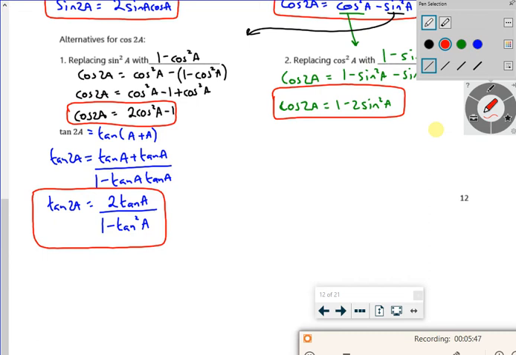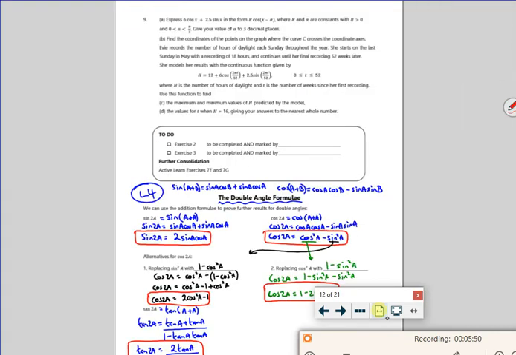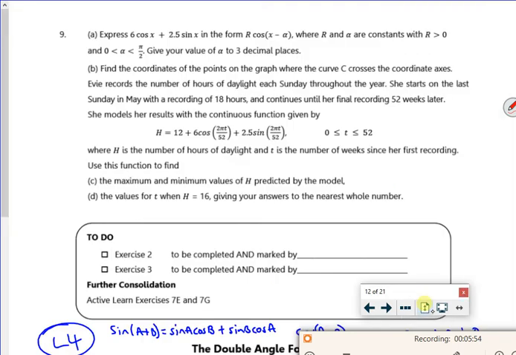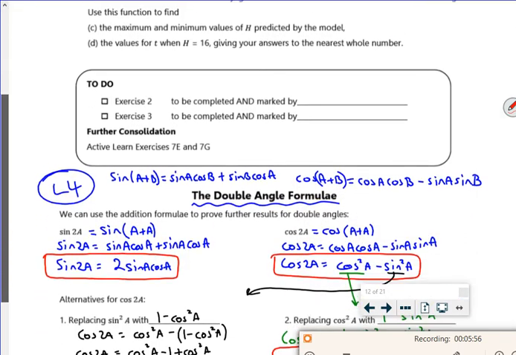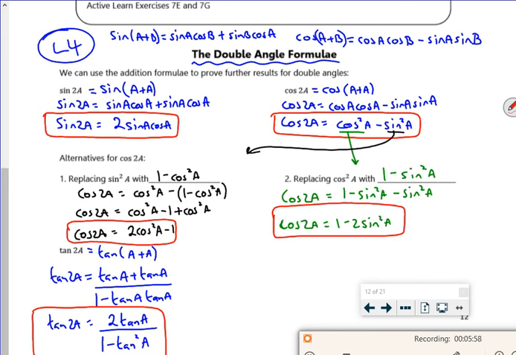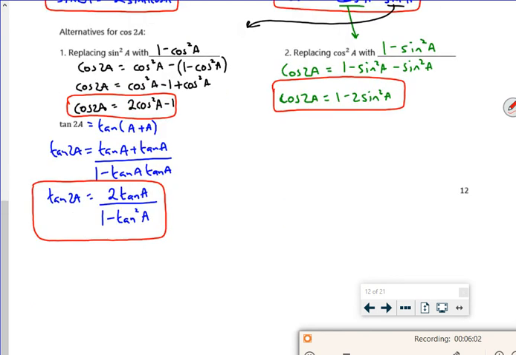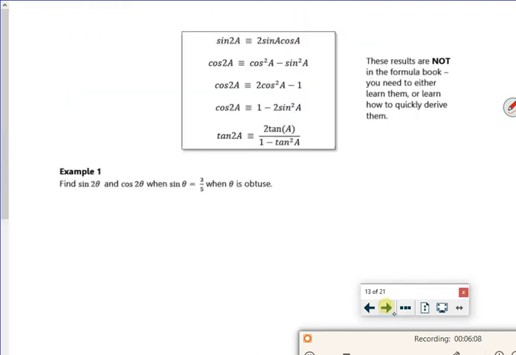What do you reckon about that? Let's put it on full screen a second. That's not too good on full screen, is it? Can't really see them. So sine 2A, cos 2A has got three different equations, and tan 2A. There. And I think on the top of the next page it actually gives them to you. Yeah. There. So you have to remember them or learn how to make them.